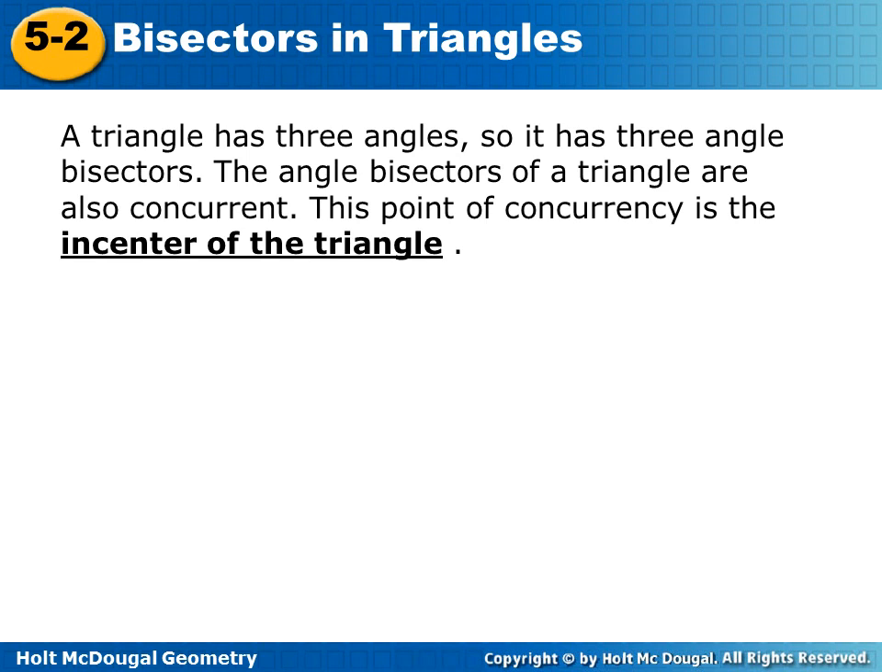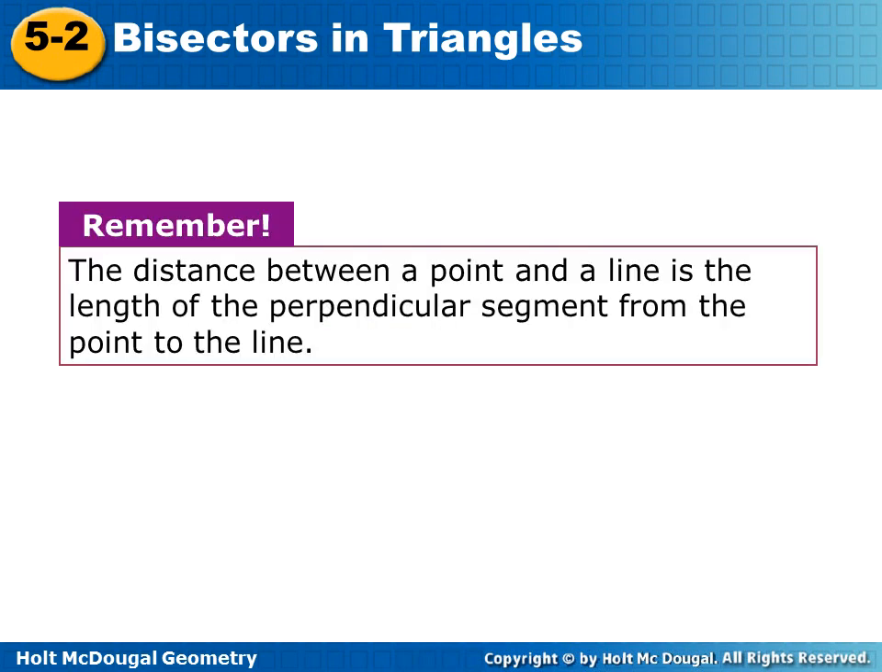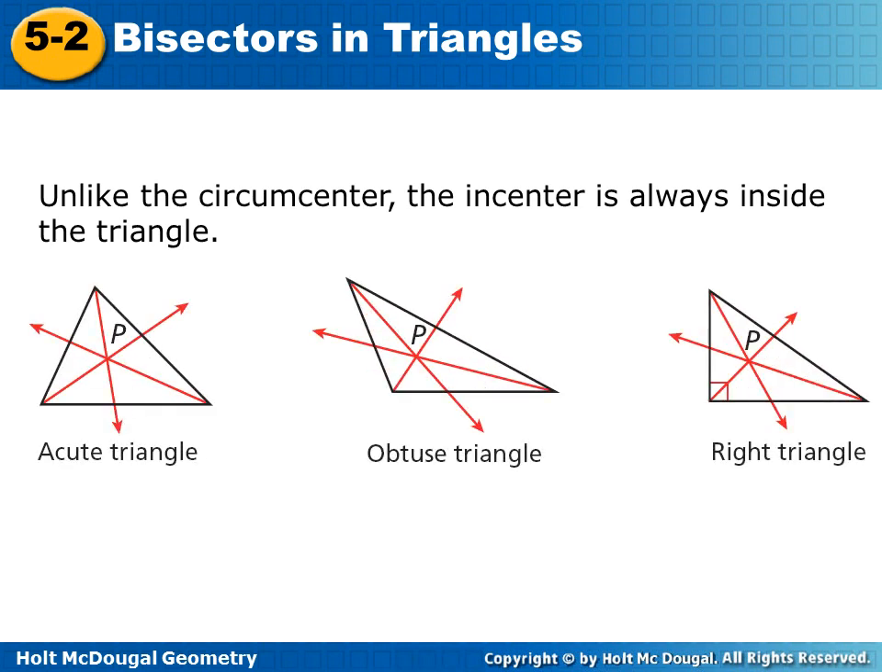A triangle has three angles, so it has three angle bisectors. The angle bisectors of a triangle are also concurrent. This point is called the incenter of the triangle, and the incenter of a triangle is equidistant from the sides of the triangle. The distance between a point and a line is the length of the perpendicular segment from the line. So unlike the circumcenter, the incenter is always inside the triangle.